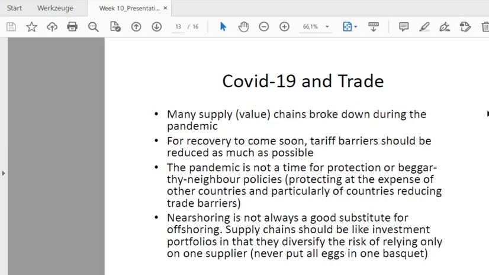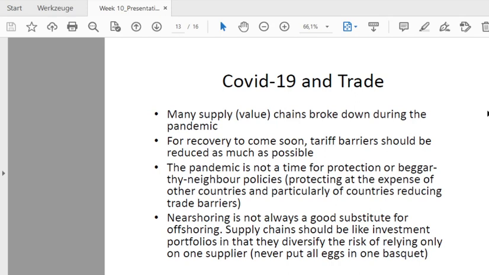Now, what can countries do in order to recover as soon as possible? Well, tariff barriers should be reduced as much as possible to make trade happen. And it's very necessary to understand that the pandemic is not a time for protection or beggar-thy-neighbor policies, protecting the domestic economy at the expense of other countries, and particularly of countries reducing trade barriers. So we need to keep the markets open and keep trade flowing.